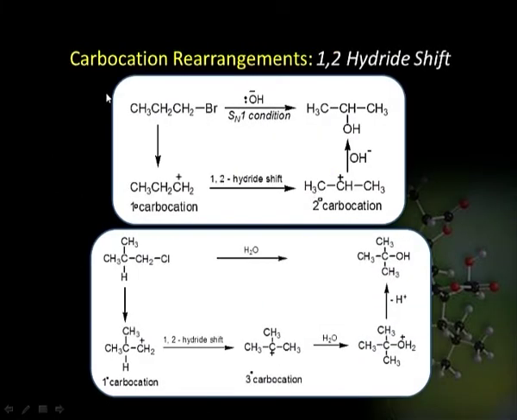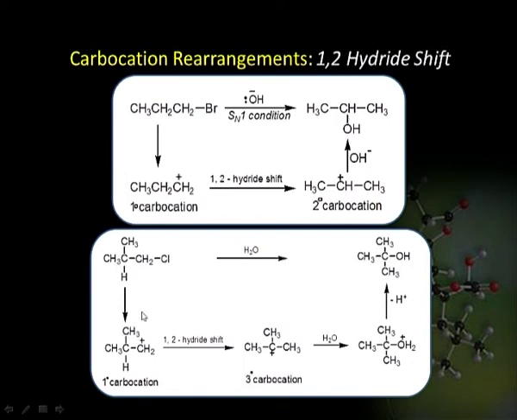Let us look into the rearrangement of carbocations where 1,2 hydride shift takes place. This halide gives rise to a primary carbocation. Because this primary carbocation is not stable, it undergoes 1,2 hydride shift and gives a more stable secondary carbocation, which reacts with the nucleophile and gives the required alcohol. And this reaction also depicts the same, but without a rearrangement of carbocation.